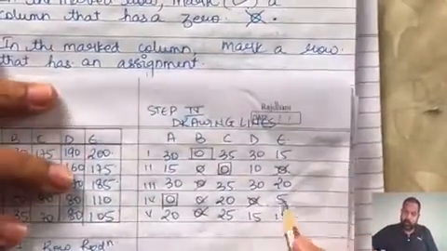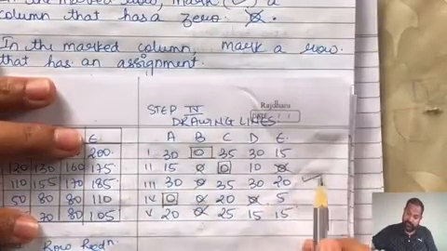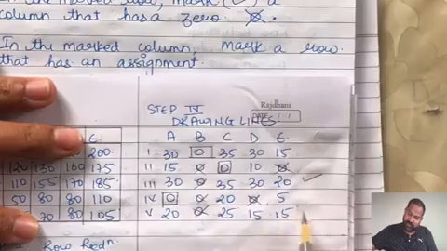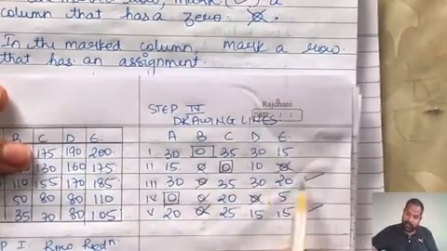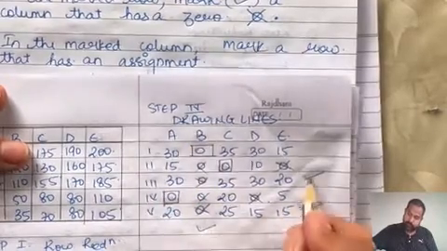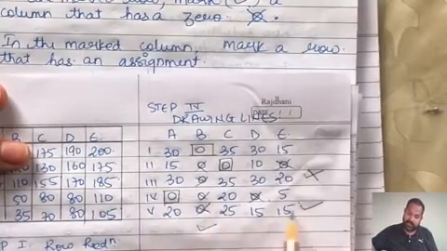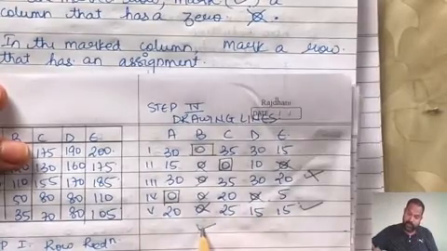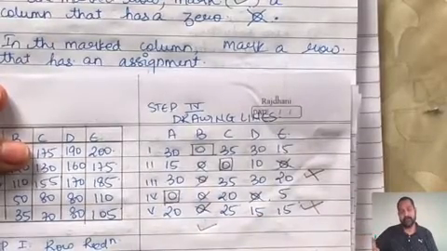Step 1, mark a row that does not have an assignment: has an assignment, has an assignment, does not have an assignment, has an assignment, does not have an assignment. In the marked row, mark a column that has a 0. Well, here there is a 0. Then mark this column. Done examination. In the marked row, mark a column that has a 0. Well, this is the column that has a 0, but it's already marked, so no need to mark it again.